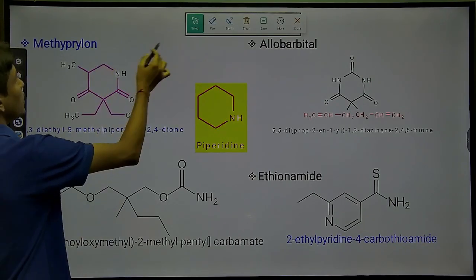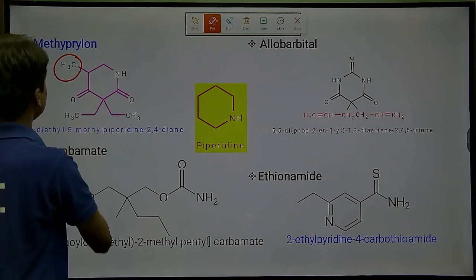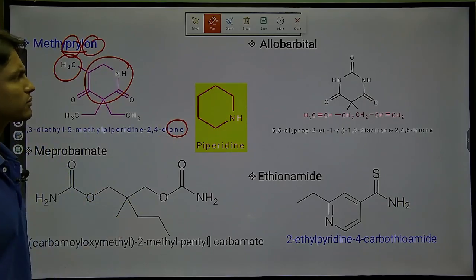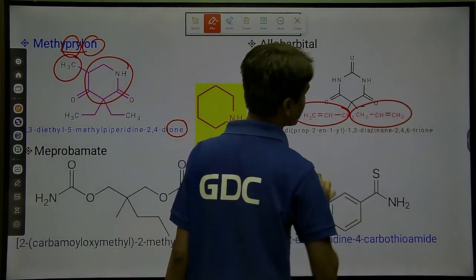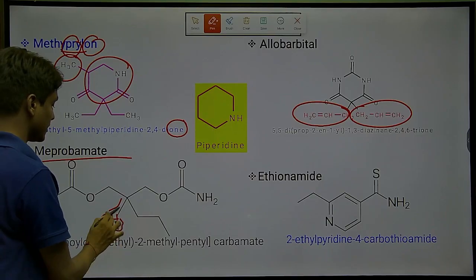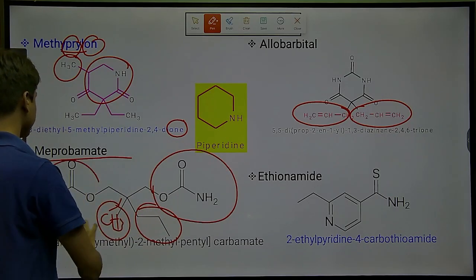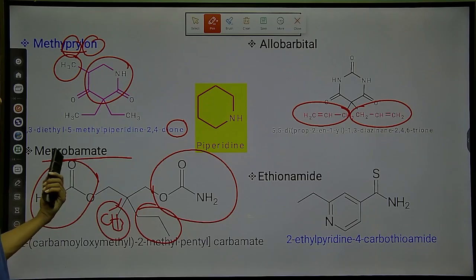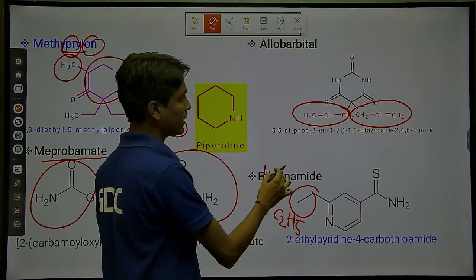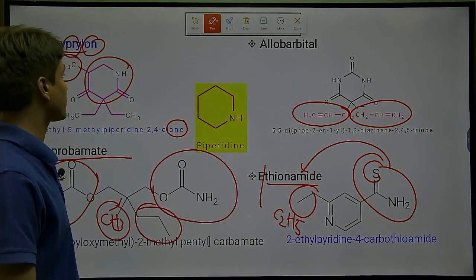Now we can observe the drug structures. See here, methyprylon has a methyl group, and this is a piperidine with a ketone here. Next comes the allyl group: allobarbital may contain two allyl groups. Next, meprobamate contains a methyl group CH3, then propyl with 3 carbons, then carbamate, which we call meprobamate. Next, E is ethyl group, C2H5, and thionamide is a sulfur containing amide. Hence the correct option is methyprylon.